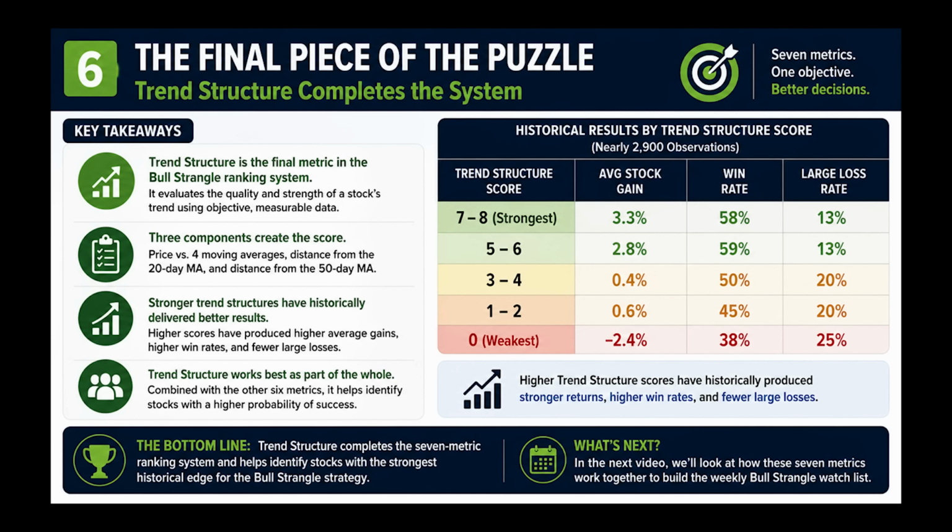Trend structure completes the 7-part series of the Bull Strangle stock ranking methodology. Together, these 7 metrics provide an objective framework for evaluating stocks before they ever reach the weekly watch list.